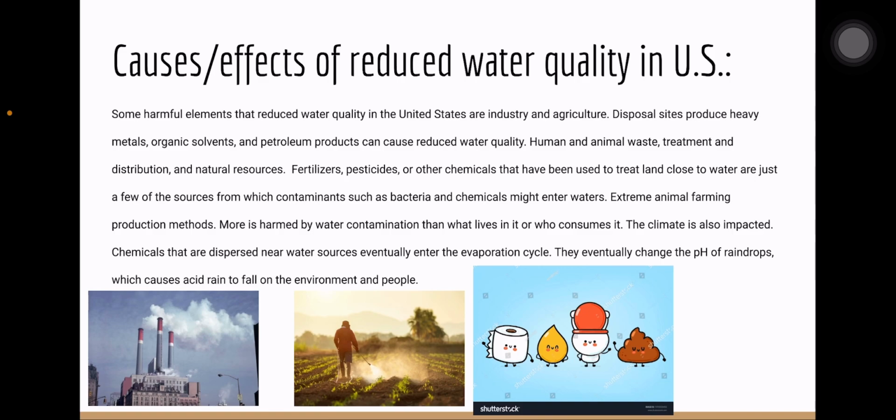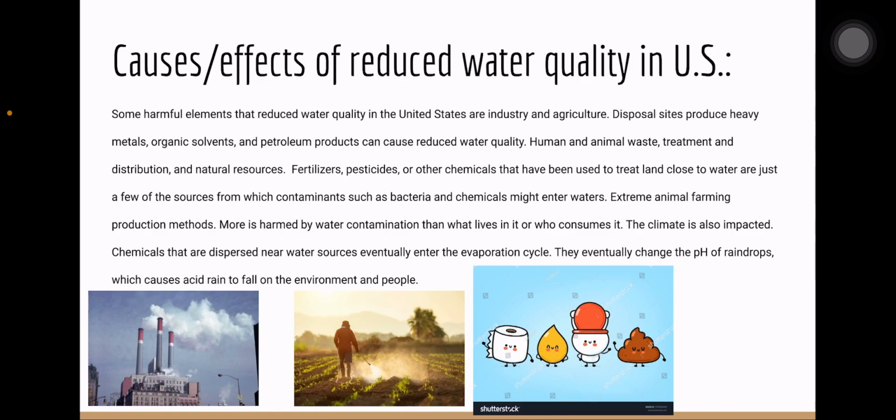Human and animal waste, treatment and distribution, and natural resources, fertilizers, pesticides, or other chemicals that have been used to treat land close to water are just a few of the resources from which contaminants such as bacteria and chemicals might affect waters. Extreme animal farming production methods.